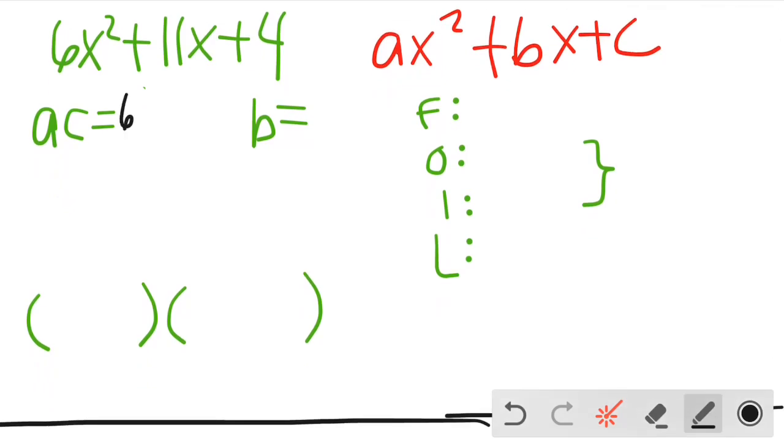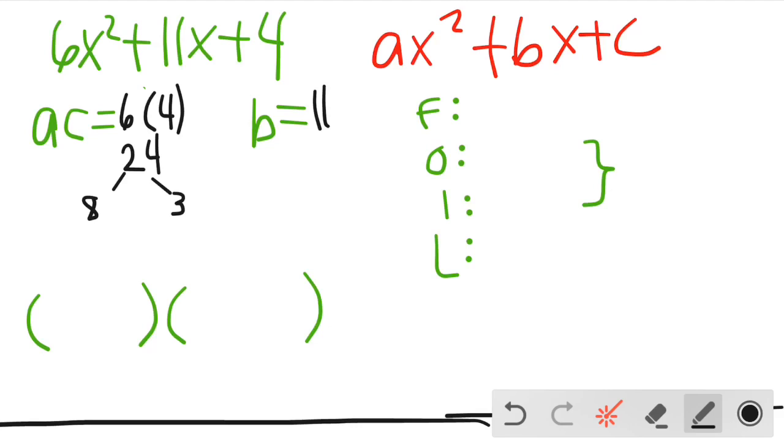Your a is a 6 and your c is a 4, which produces a 24. If that's the case, think of factors of 24. This time, using the b value of 11, what are factors of 24 that could add to 11? And you're right, that's an 8 and a 3.